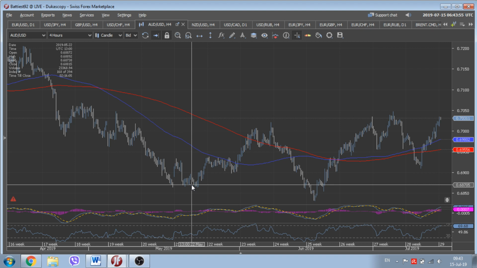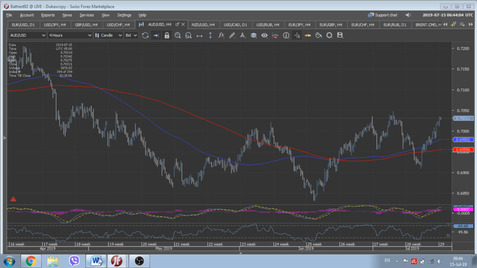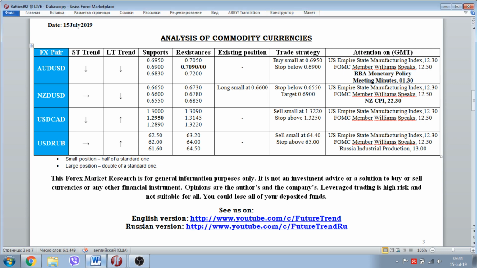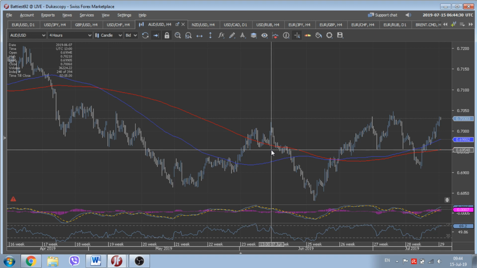Let's start our analysis of the commodity block of currencies today from the Aussie dollar. First of all, this week there is plenty of economic data coming from Australia, and the first portion of it will come today in the form of the RBA monetary policy meeting minutes. Of course, it should be interesting. Also, we know that a more important report is the New Zealand Consumer Price Index, which should come a little bit earlier than the RBA monetary policy report. Anyway, let's see the situation with the Aussie dollar.